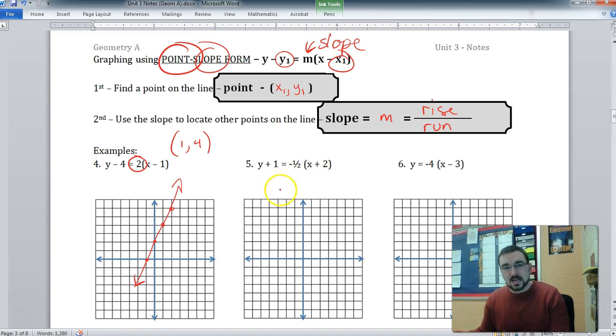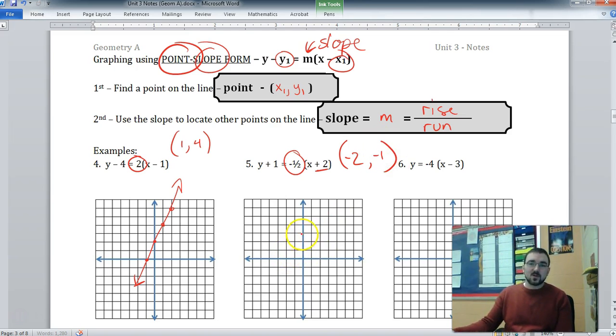So if we take a look here at the second one, we have m equals 1/2, and our point, remember, we take the opposite. So instead of 2, we take -2. It's 1 beside the x. And then instead of a 1, we have to take a -1. So we're going to find this on the graph, we're going to plot it, and then we're going to graph it out. So I'm going to do this one, and I'm going to have you do the last one on your own. A little tricky. Try and figure it out.